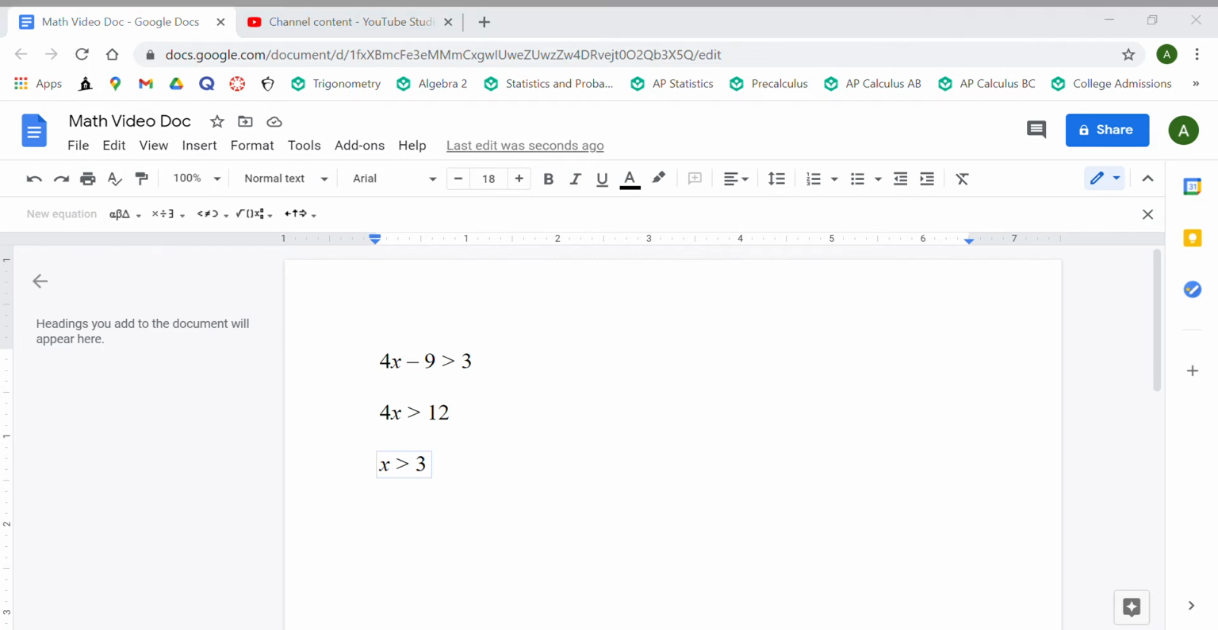Now, many teachers are going to ask that you graph the solution to the inequalities. So we're going to do it. It was 3, right? And then it's greater than, so we have to do an open circle at 3, shaded to the right. Pretty simple.